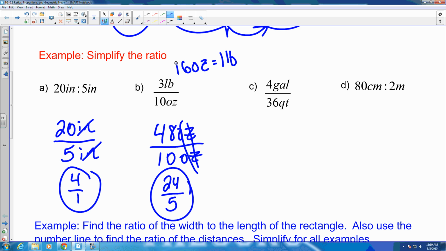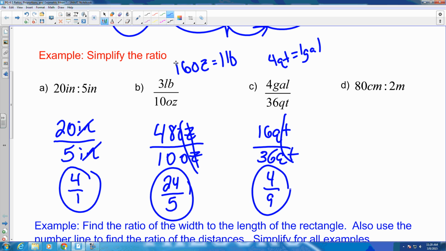Same thing for C. I got gallons on the top and quarts on the bottom. Quarts is the smaller of the unit measures, and I know that 4 quarts equal a gallon. So 4 times 4 is 16. Instead of writing 4 gallons, I got 16 quarts on the top, and it's going to be over 36 quarts. So they're the same, the units cancel. When I simplify it, it becomes 4 over 9.